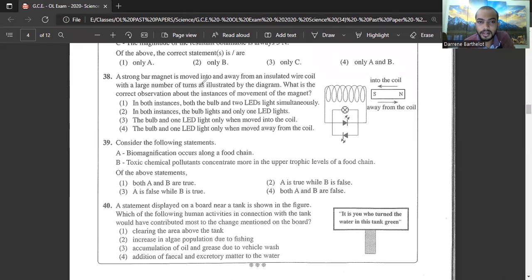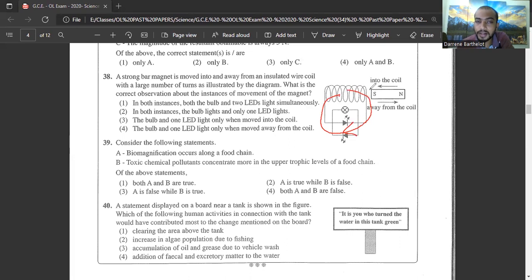Question number 38. A strong bar magnet is moved into and away from an insulated wire coil with a large number of turns, as illustrated by the diagram. You have a diagram there, the magnet is moving into and out of this coil. What is the correct observation about the instances of movement of the magnet? When the magnet is moving in and out of this wire coil, an induced current is formed within the coil. Let's say if you move the magnet into this coil, the current moves in a clockwise direction.